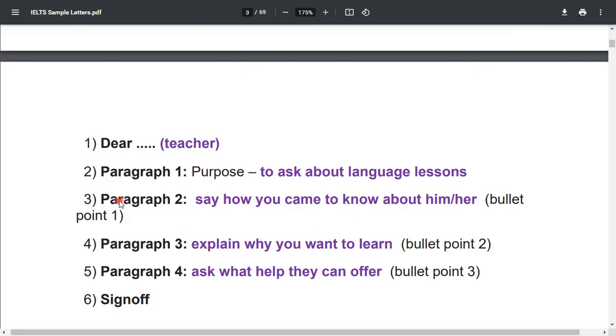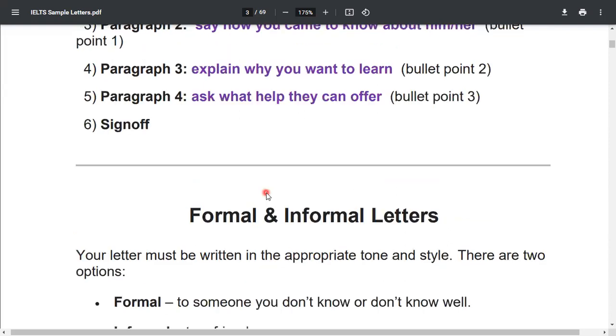So the first one, dear, I'm going to mention the teacher's name. You can make it up, by the way. Paragraph 1, purpose. So for example, let me think about a sentence to write. Okay, I might write this one: I'm writing to ask about language lessons, and so on. Paragraph 2, which is the answer to the first question: say how you came to know about him or her. Explain why you want to learn and ask what help they can offer. So we have to think about the answers to this one.